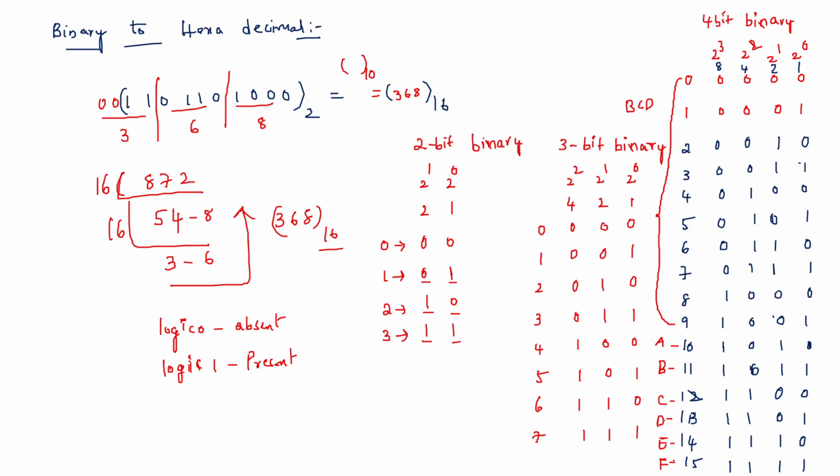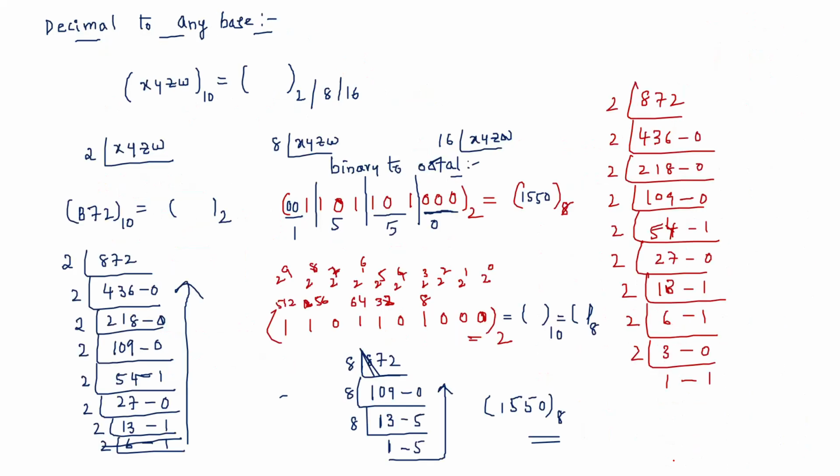Did you understand how we are converting binary to hexadecimal, binary to decimal, binary to octal, and any base to decimal to any base? That means any number given in any base should be converted to binary, to hexadecimal, and likewise to octal. So this is the number system conversion.